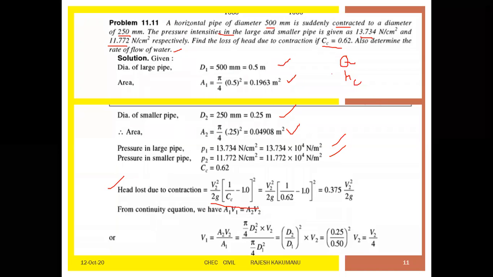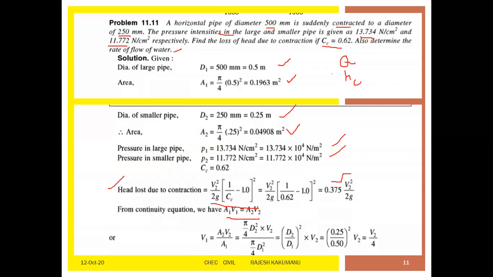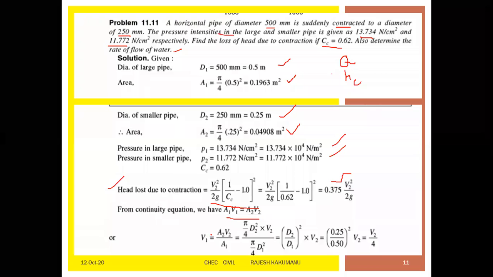Now applying the head loss formula here, the head loss formula is different from the enlargement. Enlargement కి ఇది వేరేగా ఉంటుంది. So he = v2 square by 2g into (1 by Cc minus 1) whole to the power of 2. Therefore substituting these values as it is, 1 by 0.62 minus 1, so we are getting 0.375 v2 square by 2g, right? That is the head loss due to the contraction. Next, from the continuity equation, a1 v1 is equal to a2 v2. మనకి v1 కి v2 కావాలి కాబట్టి a1 v1 is equal to a2 v2. Take v1 is equal to a2 v2 by a1, that is equal to pi by 4 d2 square into v2 by pi by 4 d1 square.